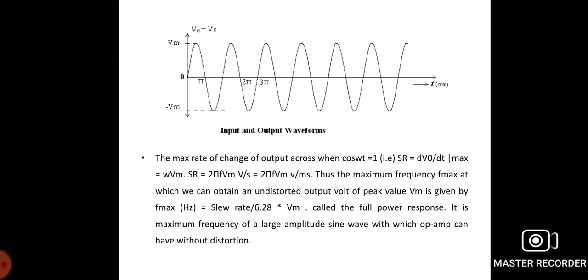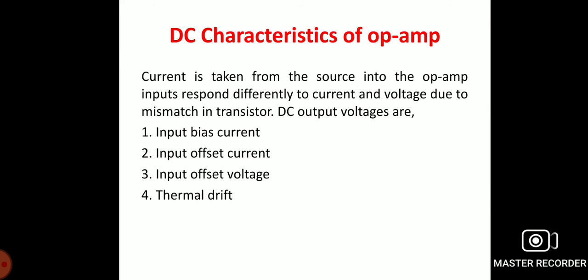Now we can move to the DC characteristics of an operational amplifier. The currents taken from the source by the operational amplifier inputs respond directly to current and voltage due to the mismatch in transistors, producing DC output voltages. Number 1, input bias current; 2, input offset current; 3, input offset voltage; and the fourth one is thermal drift.